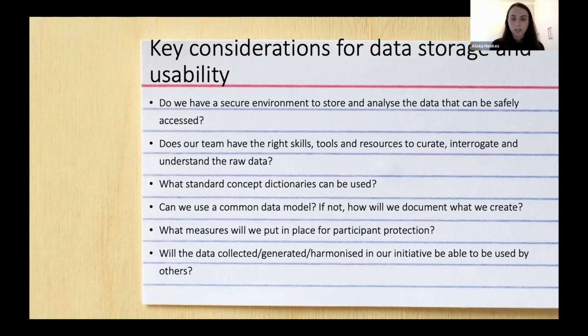Then, what standard concept dictionaries can we use? Those are really important when it comes to harmonizing data. Can we use a common data model? And if we can't, how will we document what we do use? And then what measures will we put in place for patient protection? And lastly, will the data that we collect, generate, or harmonize in our initiative be available to others?